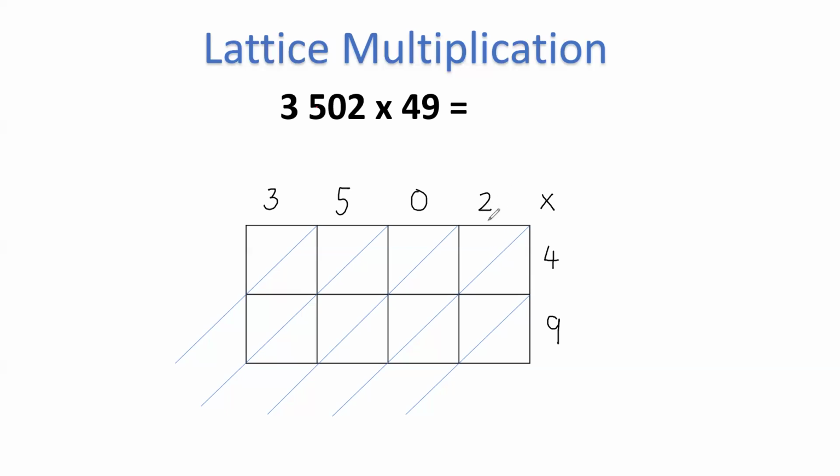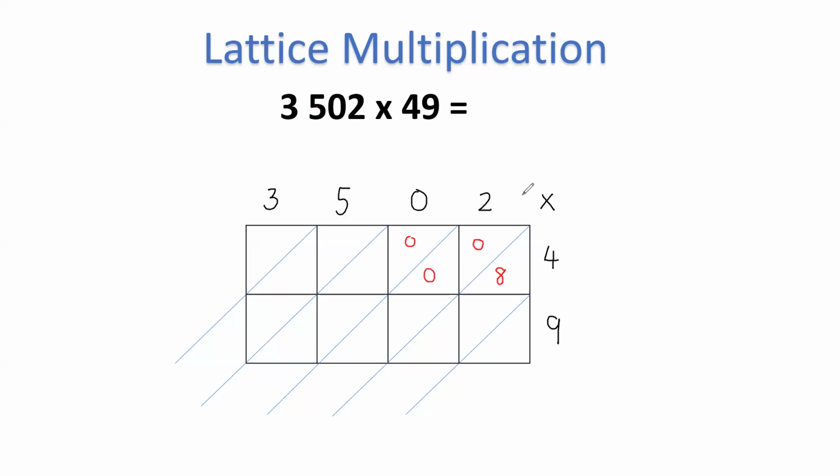So the first step, 2 multiplied by 4 is going in this particular block, and the answer would be 8. How do I write 8? It would be 0, 8. Next step would be 0 multiplied by 4. The answer would go in this block. Now remember, a common misconception would be 4, but 0 multiplied by any number would be 0. And how do we write it? It would be 0, 0.